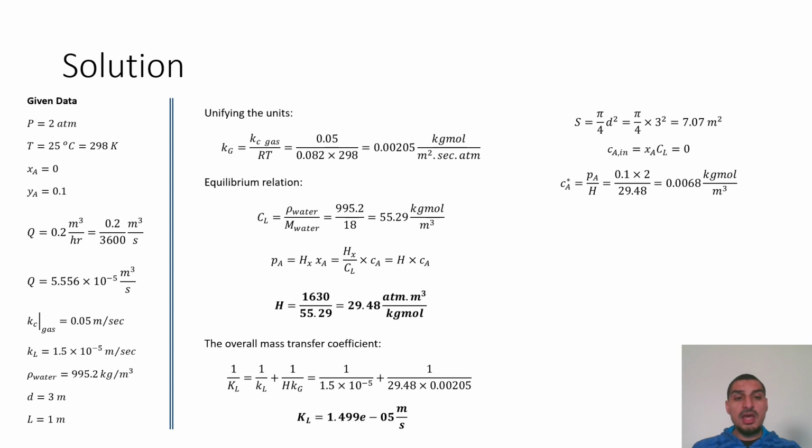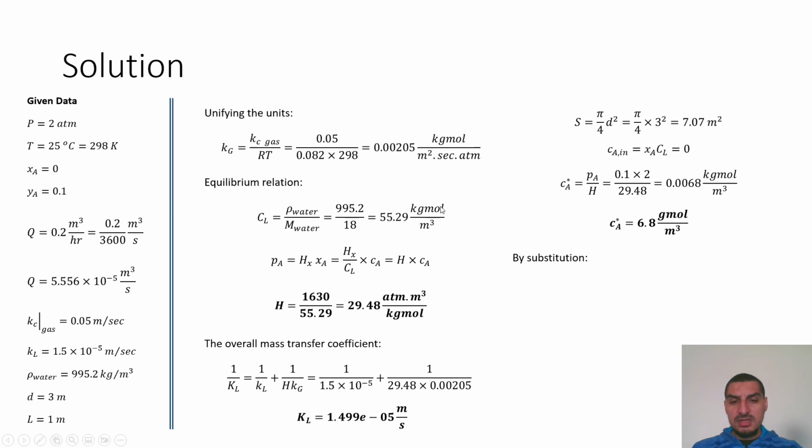CAN is 0, and for C star it's simply calculated from PA divided by H. PA is the partial pressure, which is the total pressure multiplied by the mole fraction, and H is Henry's constant, which is this constant that we calculated here. And now we have C star. So we have everything now. You just need to make sure that the units are homogeneous.